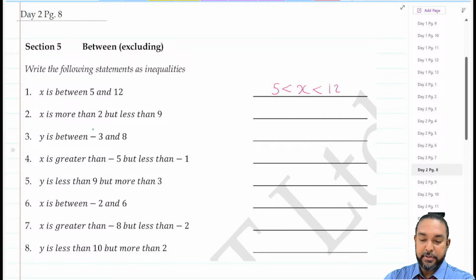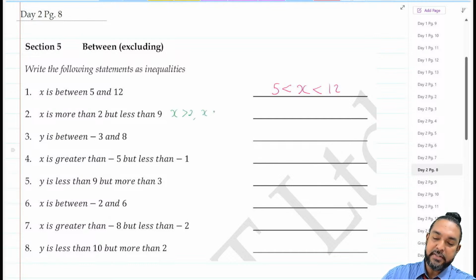Right? X is more than 2, but less than 9. So if you want, you can write them: X is more than 2, but also X is less than 9. If you notice, on a number line, it will go 2, 3, 4, 5, 6, 7, 8, 9, going left to right. X is more than 2, so it'll be to the right of 2, but less than 9, so it's to the left of 9.